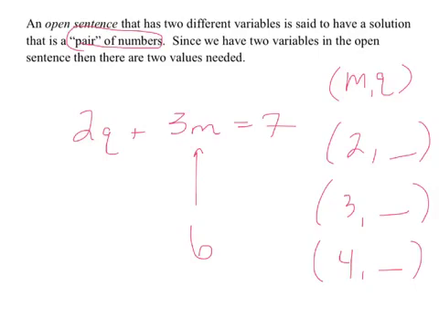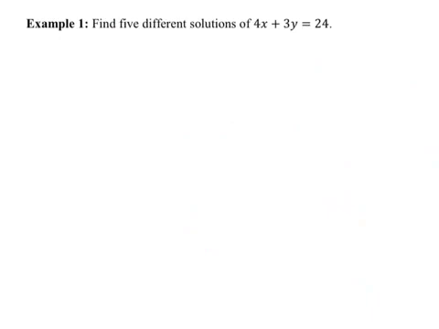Let's take a look at our first example. Find 5 different solutions of 4x plus 3y equals 24. Now, there are many solutions to this. Technically, there are infinite solutions to this. But we are going to simply look at 5 different ones. And to make it easy on us, we'll pick numbers that are simple.